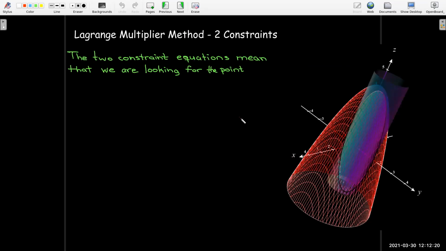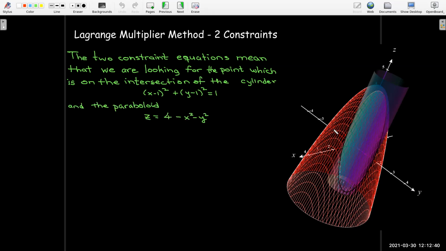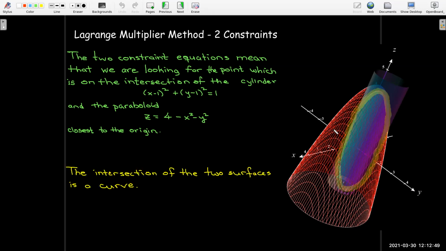Well, let's look at this again from a graphical point of view. So here I have gone ahead and graphed the paraboloid and the cylinder, and you can see their intersection. So we're looking for a point which is on the intersection of the cylinder and the paraboloid. And we want that point which is closest to the origin. So the intersection is this oval-shaped curve. It kind of looks like an ellipse. It might actually be an ellipse. Not really sure. Doesn't matter to the solution to this problem.